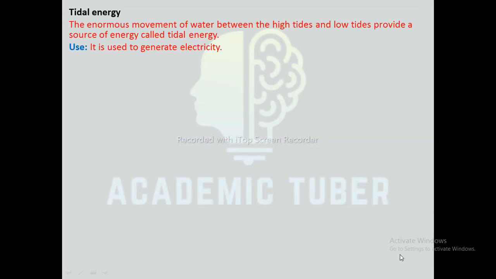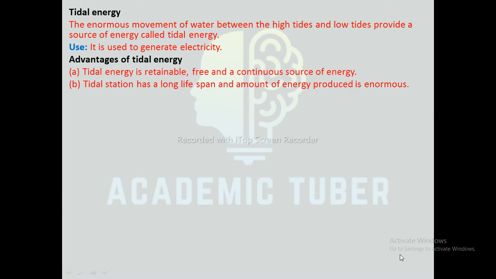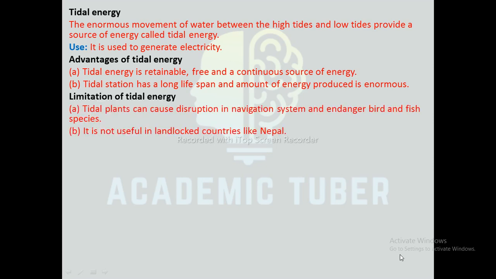Tidal energy. The enormous movement of water between the high tides and low tides provides a source of energy called tidal energy, and it is used to generate electricity. Advantage of tidal energy. Tidal energy is renewable, free, and a continuous source of energy. A tidal station has a long lifespan and the amount of energy produced is enormous. Limitation of tidal energy. Tidal plants can cause disruption in navigation systems and endanger birds and fish species. It is not useful in landlocked countries like Nepal.